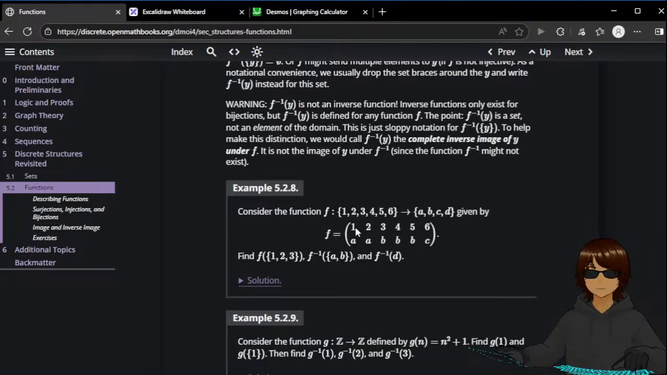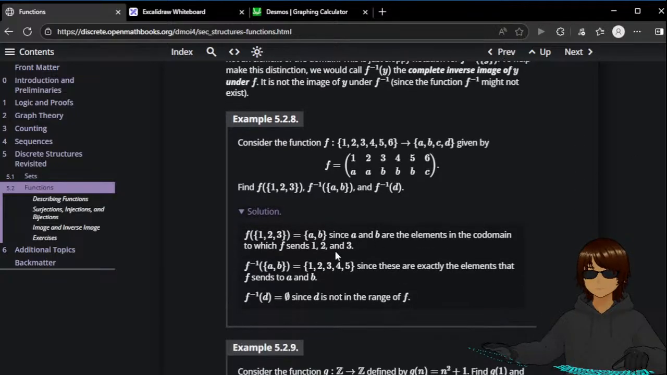Consider this function: 1, 2, 3, 4, 5, 6. f of the set {1, 2, 3} gives the output {A, B}. f^-1 of {A, B} is the entire set. And then f^-1 of {D} is the empty set. The set {A, B}, then 1, 2, 3, 4, 5, and then the empty set.